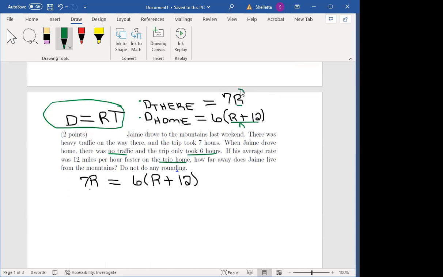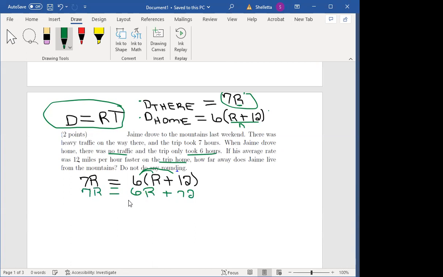So that's why we're able to take these 2 expressions, 7R and 6 times R plus 12, and set them equal to each other. We need to distribute, and we're going to get the rate once we complete this equation. So 6 times R, we want to distribute that 6 to both terms in that equation. So when we distribute, 6 times R, we got 6R, 6 times 12, we'll get 72. And then equals, carry down our 7R on the left.